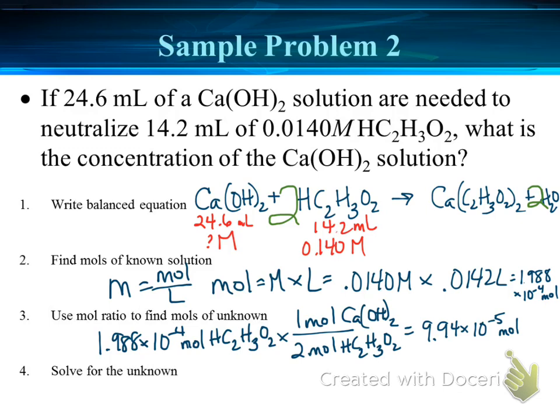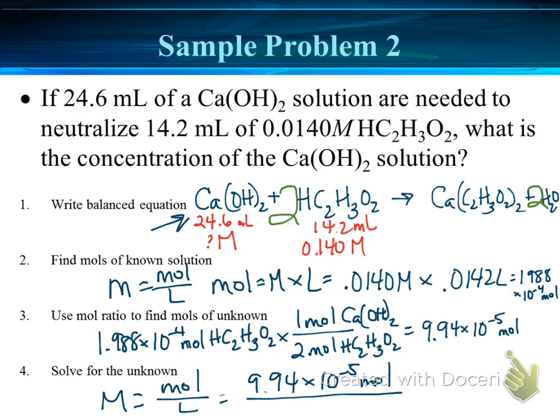Now I want to solve for the unknown. In this problem, I want molarity. Molarity is just moles over volume. So I have the moles, and the volume comes all the way from up here. I've got to convert that into volume in liters, so 0.0246 liters. And then my molarity here is a small molarity, 4.04 times 10 to the minus third molar.